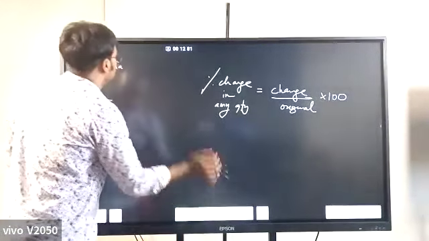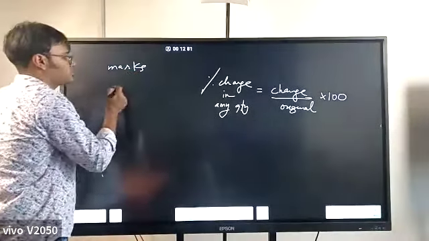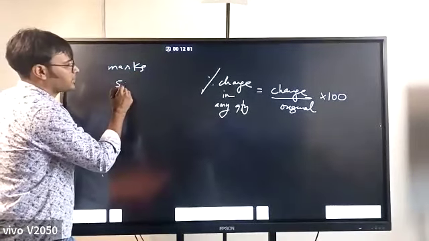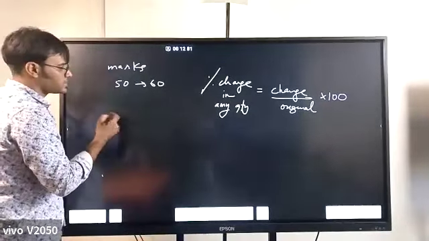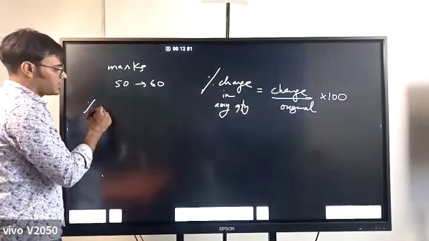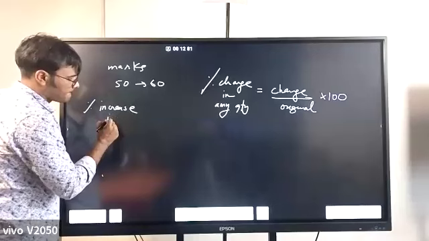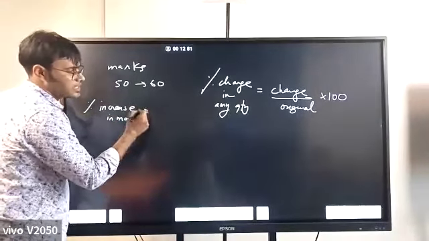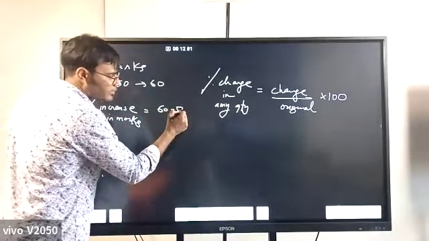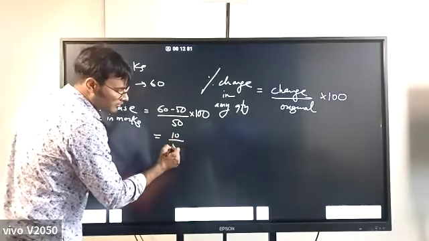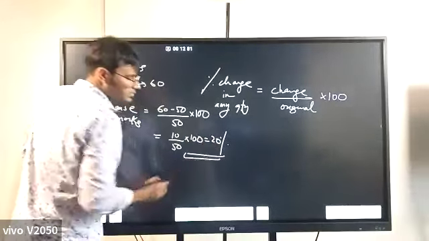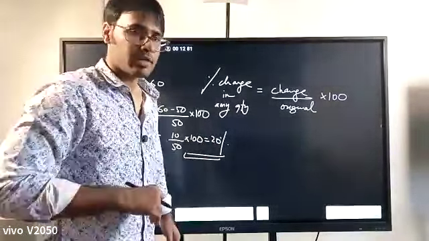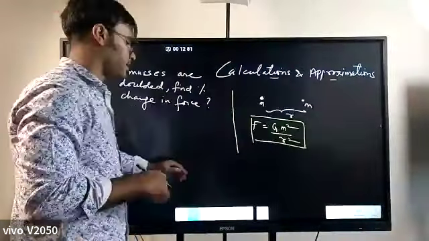Suppose marks are increased from, let's say, 50 to 60. What is the percentage change? If I apply the same formula, percentage increase in marks, I will say change divided by original into 100. So what will I get? 10 by 50 into 100. So this will be 20%. Now this we can apply for any formula. Yes, very good. All of you wrote correctly. I think everyone is comfortable.